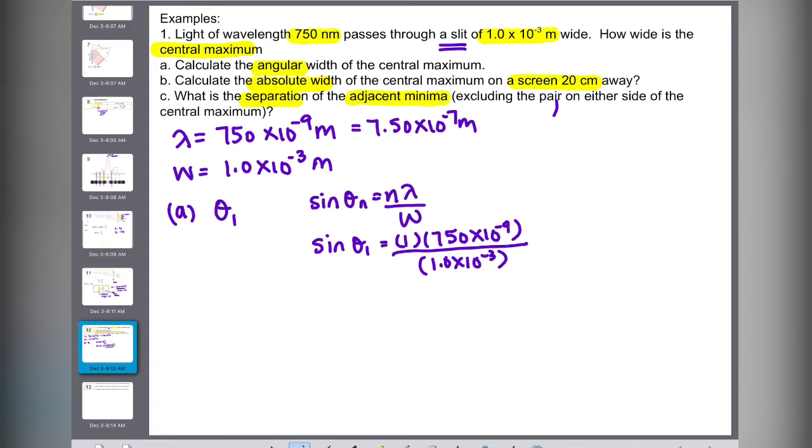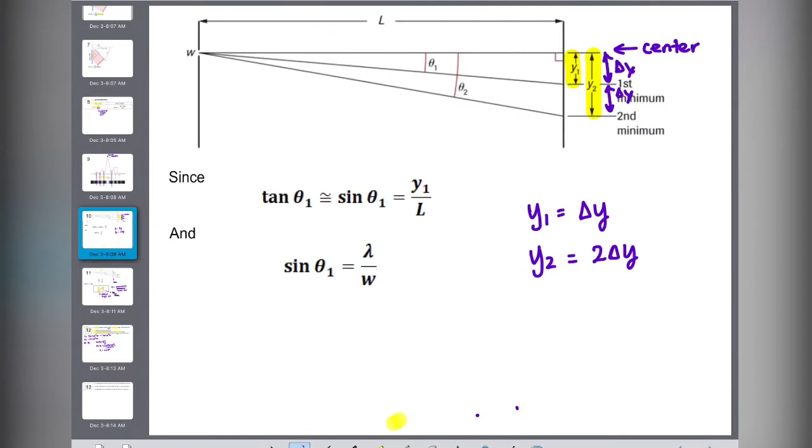Punch it in your calculator. 1 times 750 exp -9 divided by 1e -3. I got a value of 7.54. So to solve for theta 1, I have to go shift sine of the answer I got. So 0.043 degree. Okay, if you tell me that's the answer, you're going to lose a mark. Okay, I need you to know both sides. I need you to tell me basically theta 1 and theta 1, that you understand that the central maxima is double of it.